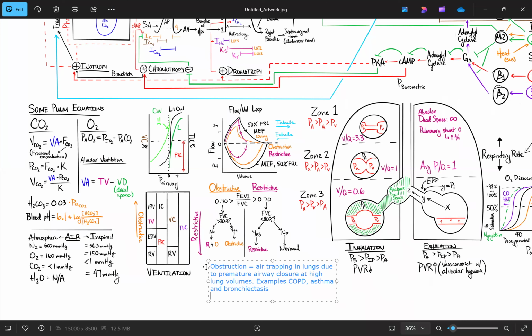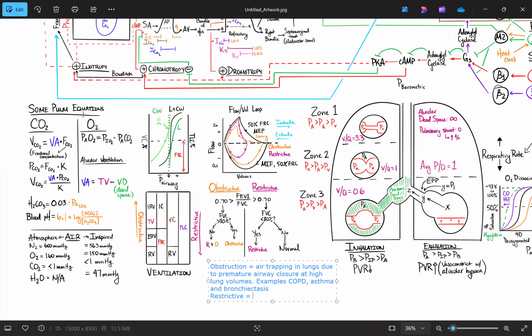And so below, I kind of drew the relationship of FEV1 versus FVC, FEV1 being your forced expiratory volume in 1 second versus your forced vital capacity. That should be what that stands for. Is that what FVC stands for? I believe so. But if that ratio is greater or lesser, that will determine whether you're obstructive or restrictive.